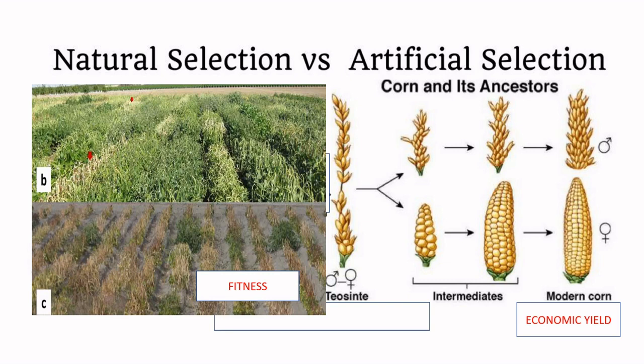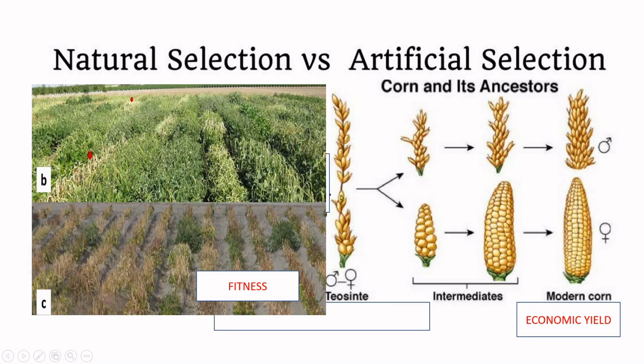Before we start the lecture, it's important to understand some of the important concepts here. The difference between natural selection and artificial selection. In natural selection, we are going to select based on the fitness of the individuals. From a heterogeneous population such as this, we are going to select individuals which can survive through harsh conditions of biotic and abiotic stresses. Well, in case of artificial selection, we are going to select based on the economic yield or based on the welfare of the human being.